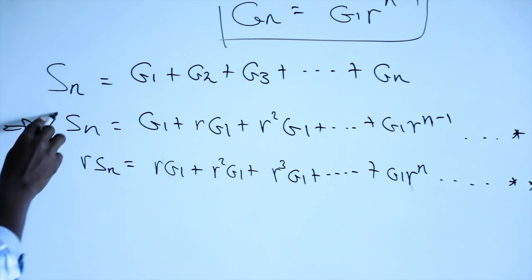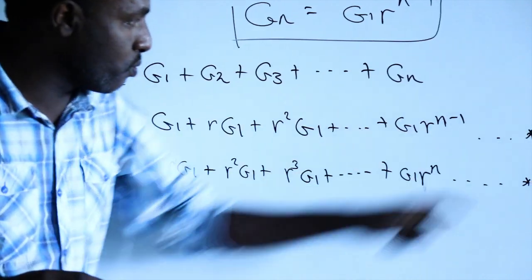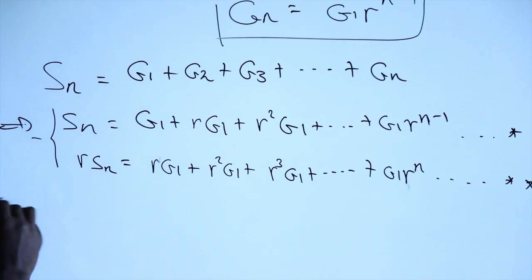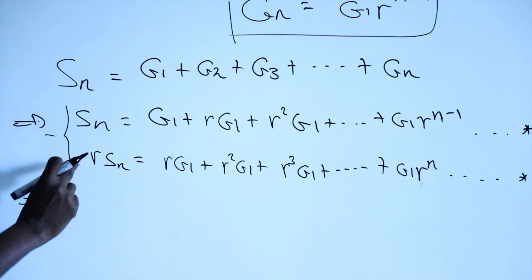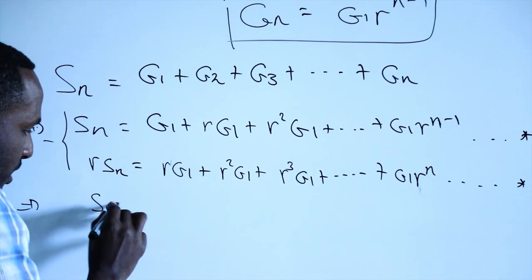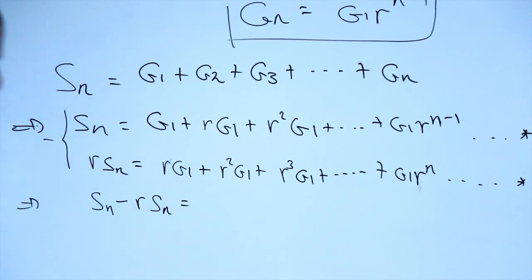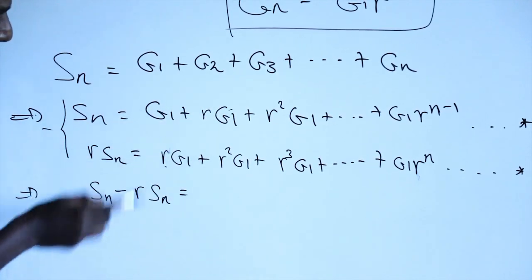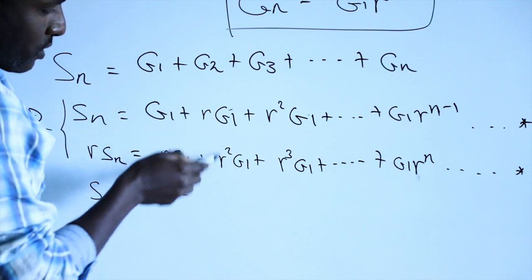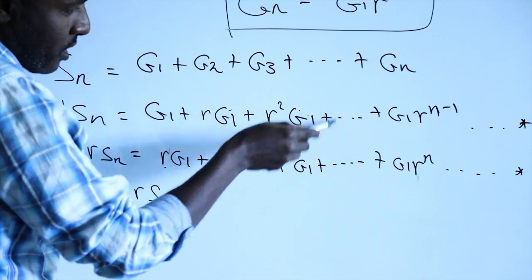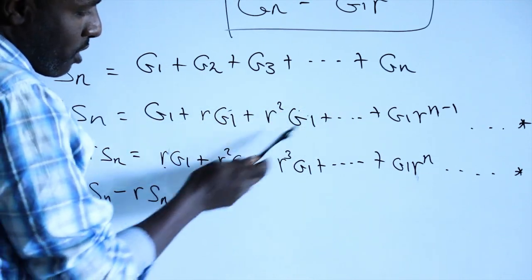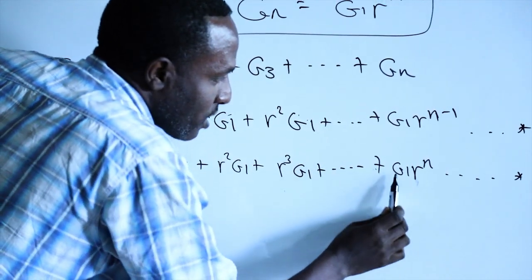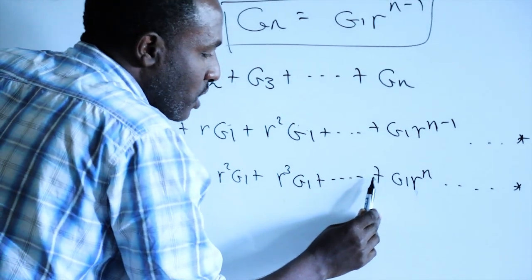Now when we subtract the second equation, star 2, from the first equation, star, we get Sn minus r times Sn. Here r times G1 minus r times G1 cancels out, r squared times G1 minus r squared times G1 cancels out, and r cubed times G1 is cancelled by r cubed times G1. Everything cancels out, and we are left with G1 minus G1 times r to the power of n.